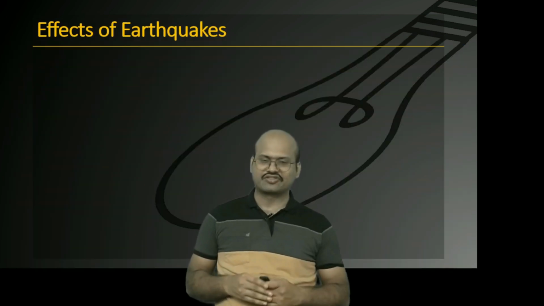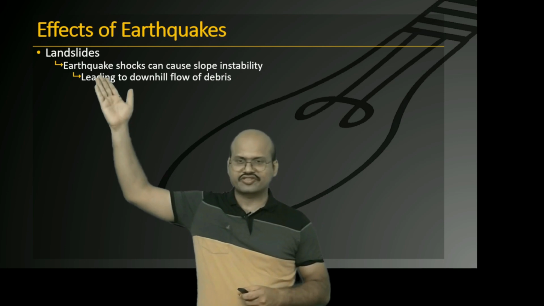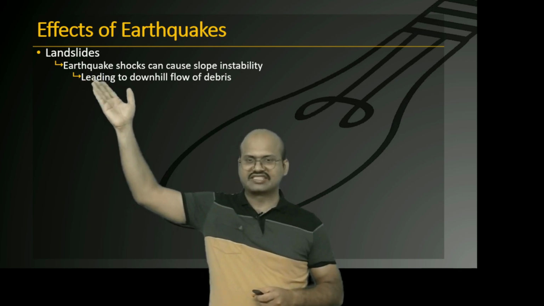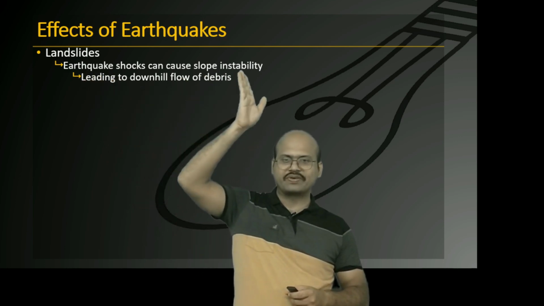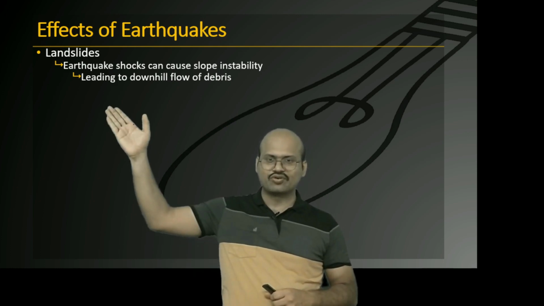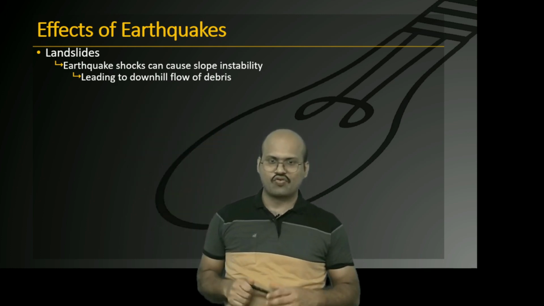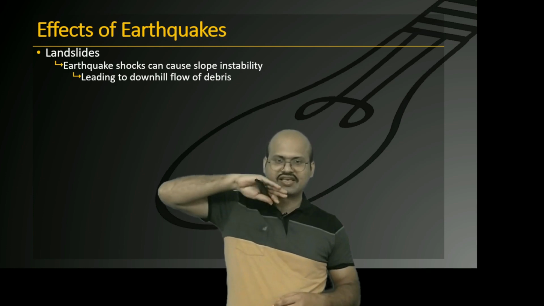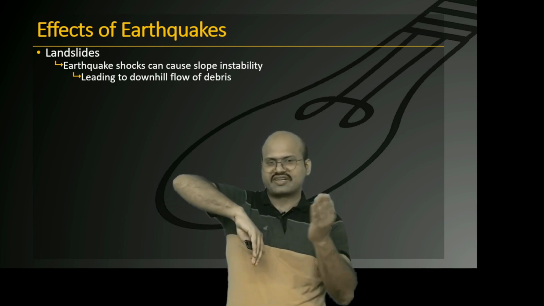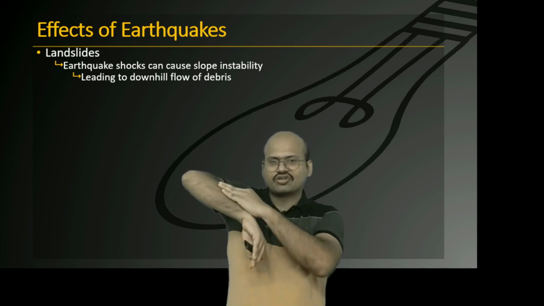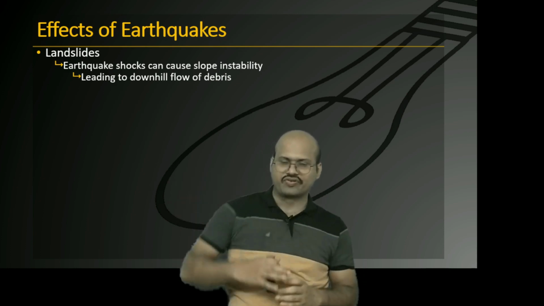Now let's see the effects of earthquakes. Earthquakes can cause landslides. They can shake the earth and can cause slope instability. This leads to downward flow of debris. What this means is that if there is a hill and there is a slope, rocks or slants are lying over here. So because of this earthquake, they will start to flow downwards.